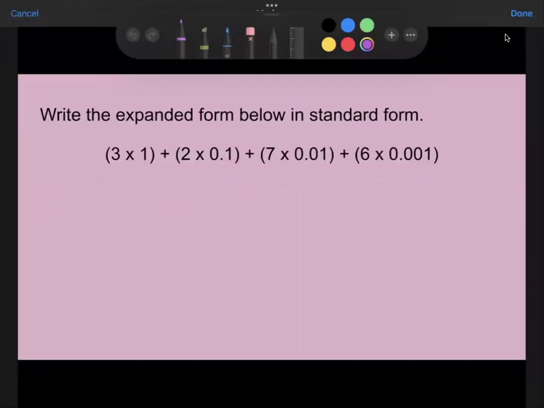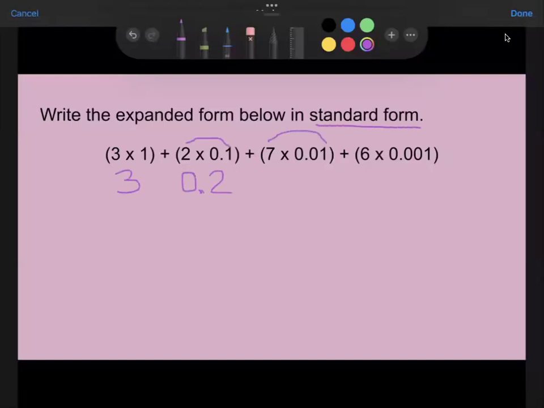Okay, here is our next example. We're going to take this expanded form and write it in standard form, which means standard decimal. So what I'm going to do is figure out what each thing in the parentheses would be equal to, and then we can put it together, just like we did in the first one. So 3 times 1 is 3. 2 times 0.1 means I multiply 2 times this and then put it in the tens place. So that's going to be 0.2.